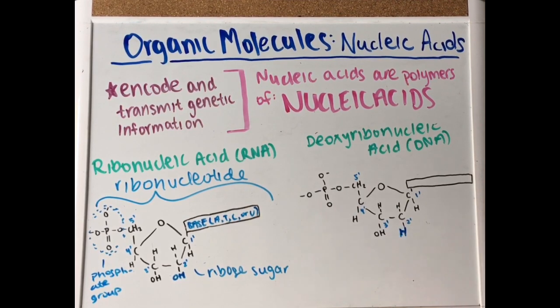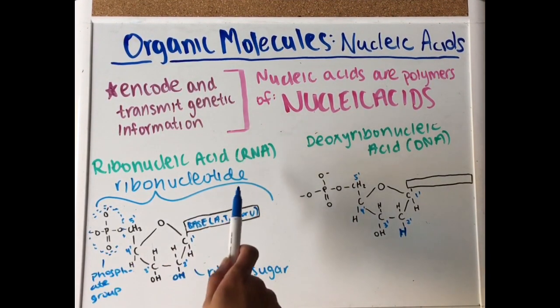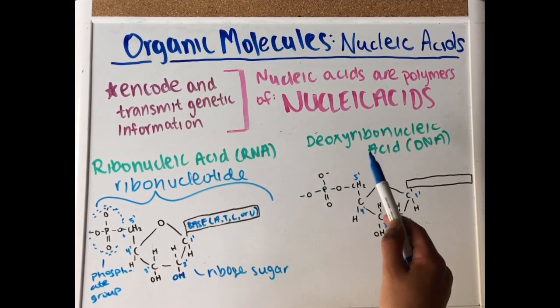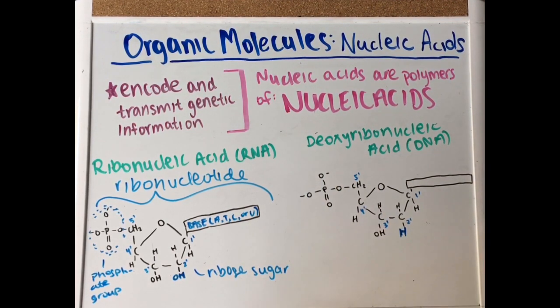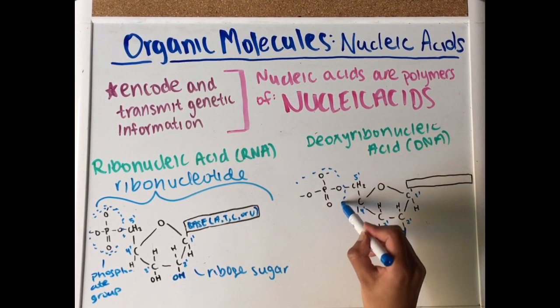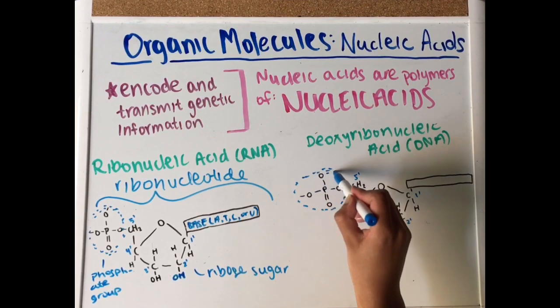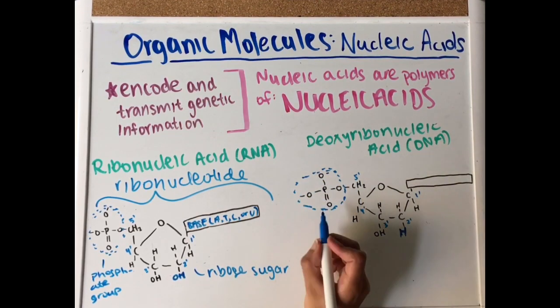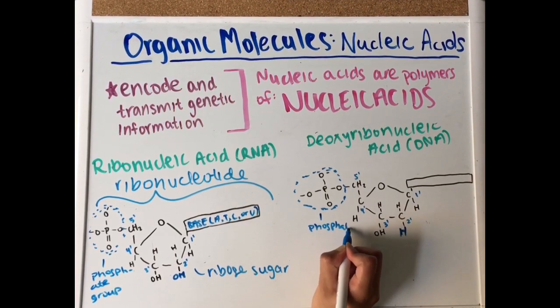And you can already see that based on the name that it makes sense, because this is ribonucleic acid, and here it's deoxyribonucleic acid. So there is one less oxygen. That's why it's OH here and just an H here. And the same thing applies with this dotted section being the phosphate group. So this is the phosphate group.